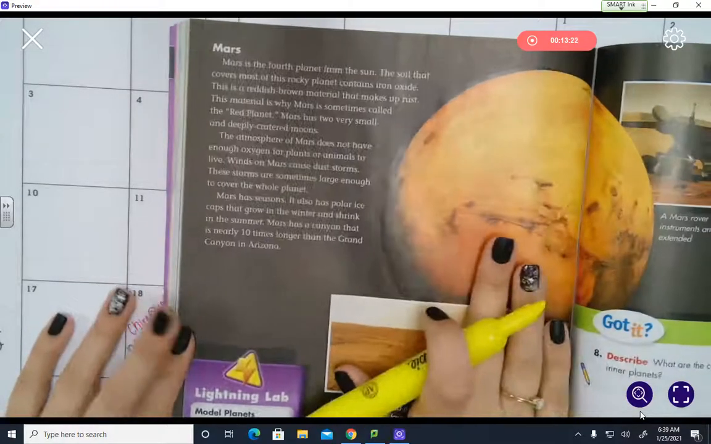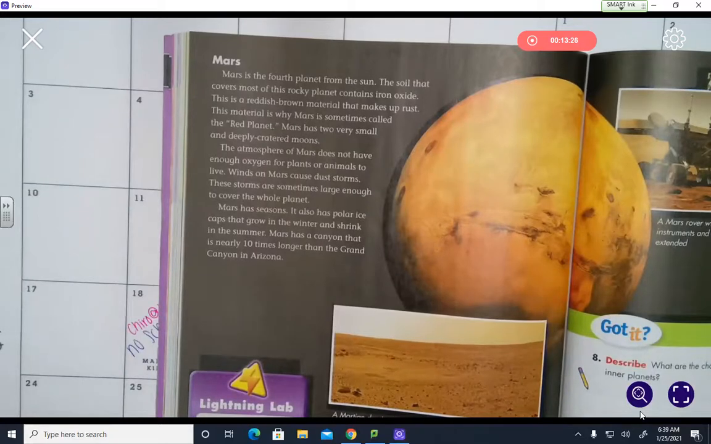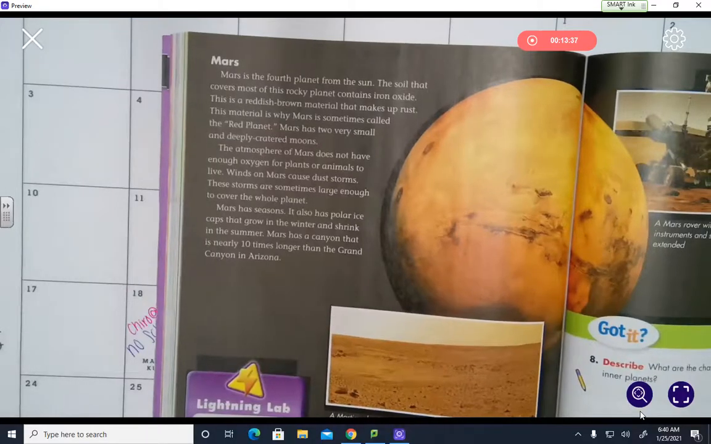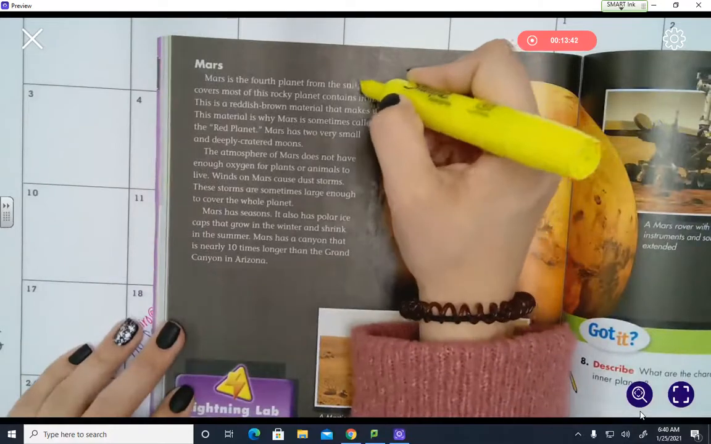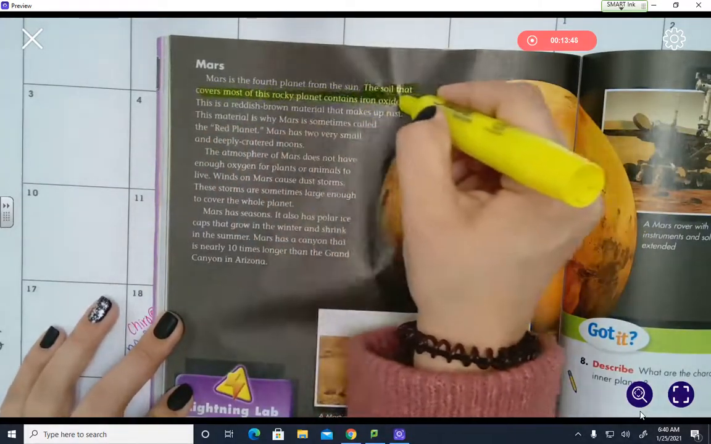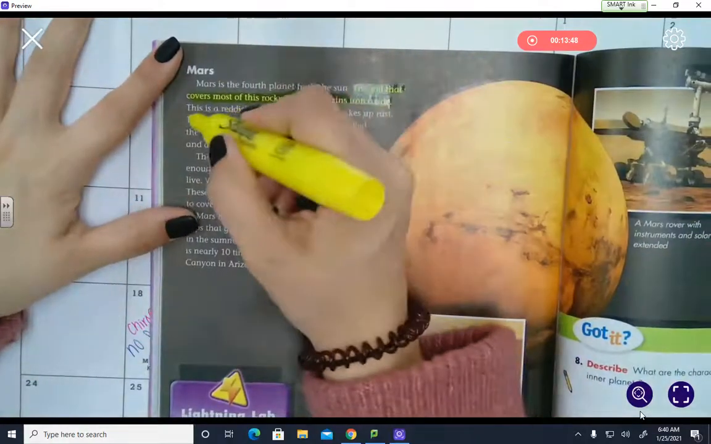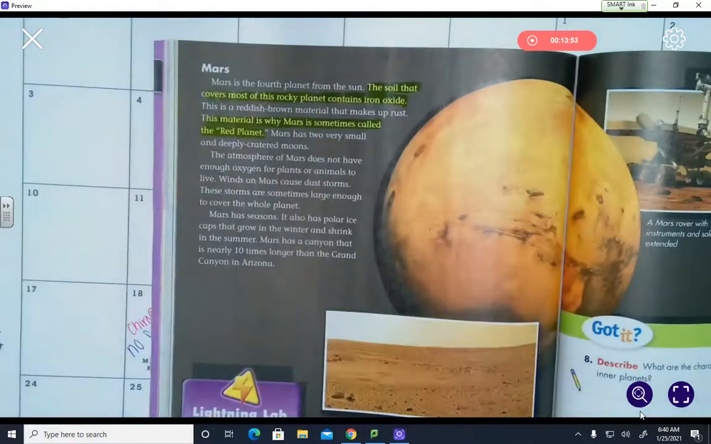All right, Mars. Mars is the 4th planet from the sun. The soil that covers most of this rocky planet contains iron oxide. This is a reddish-brown material that makes rust. This material is why Mars is sometimes called the red planet. I want you to highlight that the soil that covers most of this rocky planet is called iron oxide. And then this material is why Mars is sometimes called the red planet.